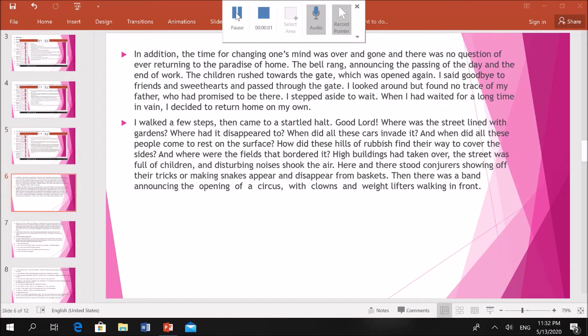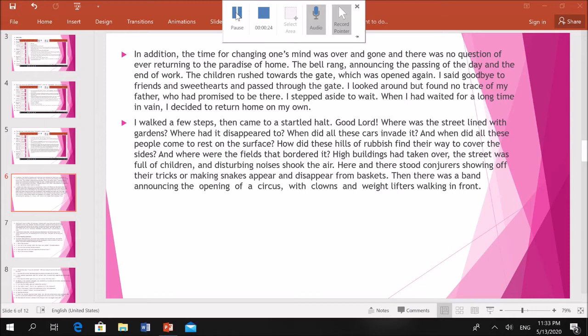In addition, the time for changing one's mind was over and gone, and there was no question of ever returning to the paradise of home. The boy said that the time to change his mind and try to return home had passed, and here he describes his home as paradise.